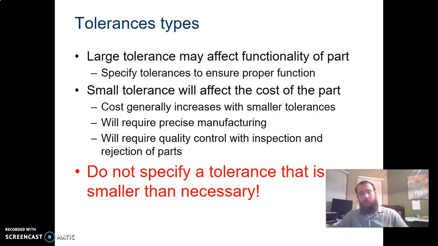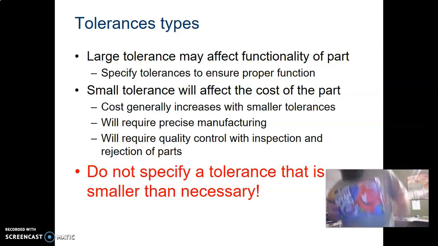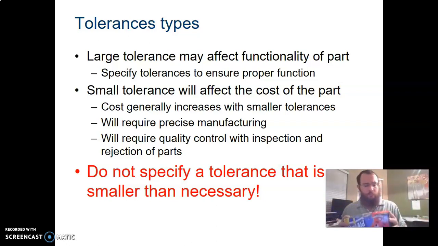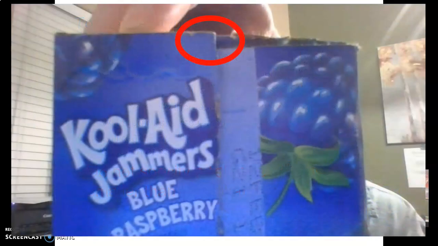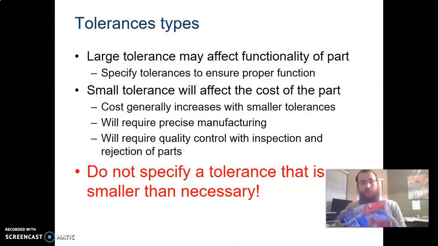There are two different types of tolerances: large tolerances and small tolerances. A large tolerance may not affect the functionality of the part. When this box is glued together, the machine that glues it all together doesn't have to be completely lined up. It doesn't matter if the end of the box is a little bit crooked, if it's higher on one side than the other. It just needs to hold this thing together. That's all it has to do. So the tolerance on this box may not be such a big deal.